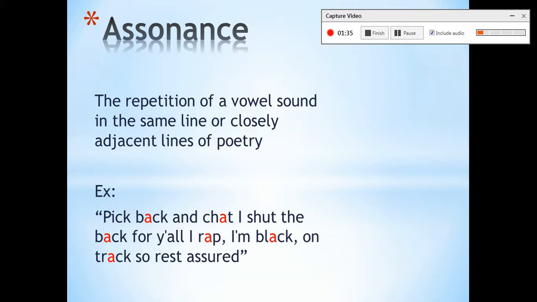Assonance is the repetition of a vowel sound in the same line or closely adjacent lines of poetry. Write that down in the example. "Pick back in chat, I shut the back for y'all. I rap, I'm black and on track, so rest assured." So you see that short A sound is repeated, and that again is assonance.